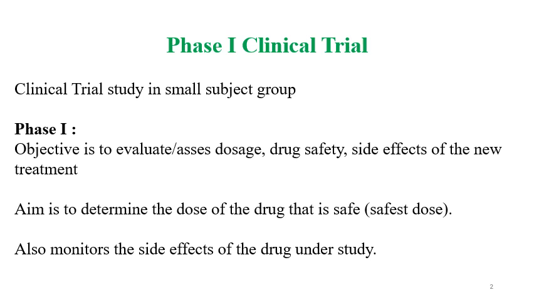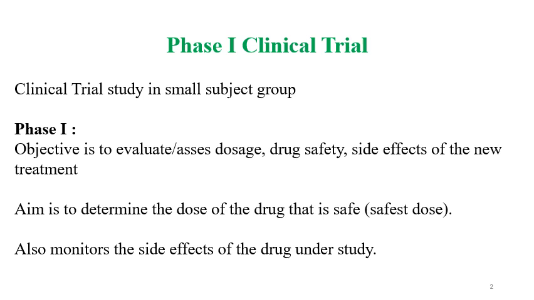Clinical trials are performed in different phases like phase 1, phase 2, phase 3 and phase 4. And phase 1 clinical trial studies are performed in a small subject group, or you can say a small number of patients or healthy subjects.